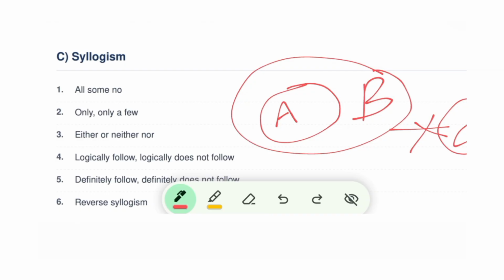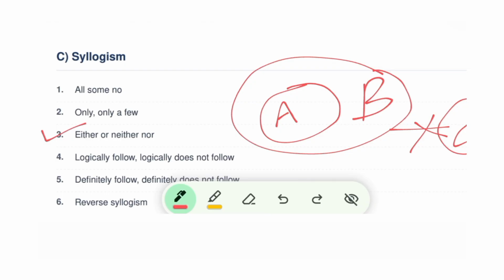Then next is only and only few, because we know the only concept never shows the relation with others. Then the third one is the either-or, neither-nor concept, when both are simply false, but in either-or can be true. Then the fourth one is logically follows.